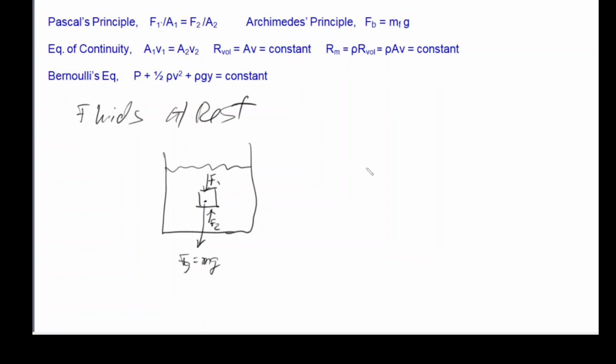So if we draw a free body diagram, we will see this. And those are the forces exerted on each molecule in our sample of the fluid. F1 is the force pushing down on the water sample, F2 is the force pushing up, and mg is the weight of the water.